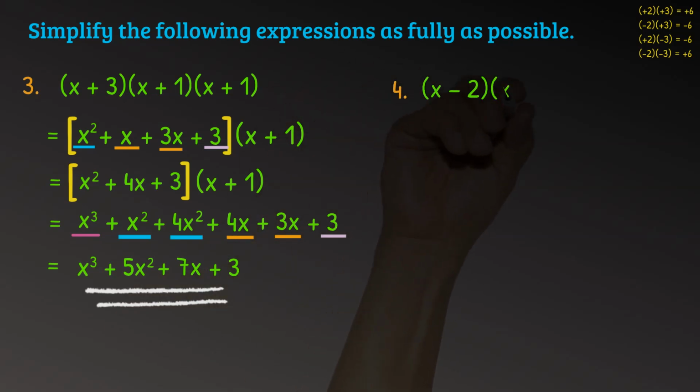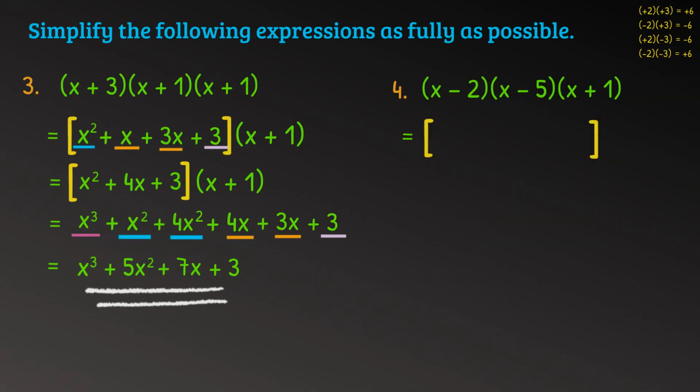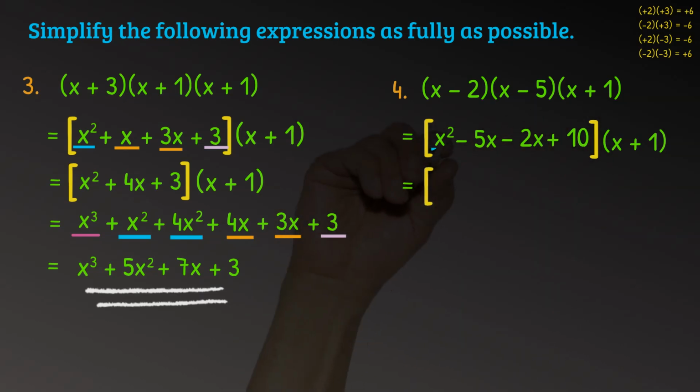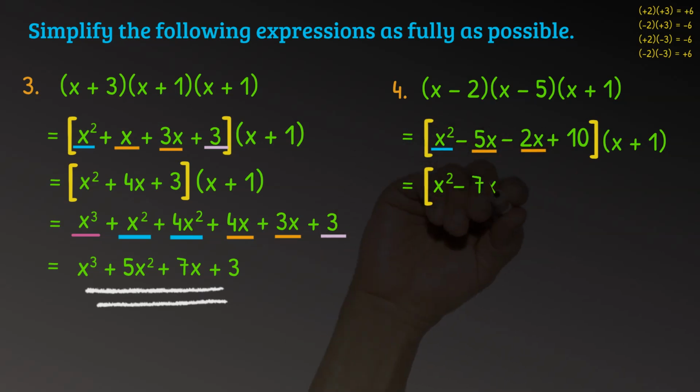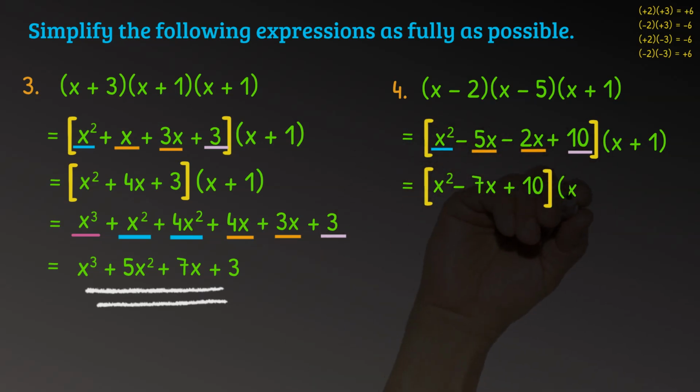The following question is very similar. So again, we start by multiplying out the first two brackets. So x times x is x squared, x times minus 5 is minus 5x, minus 2 times x is minus 2x, and minus 2 times minus 5 is plus 10. We can tidy up inside the yellow bracket by adding together the two terms that contain x, which gives us minus 7x. And then we can multiply this bracket by the bracket with x plus 1.